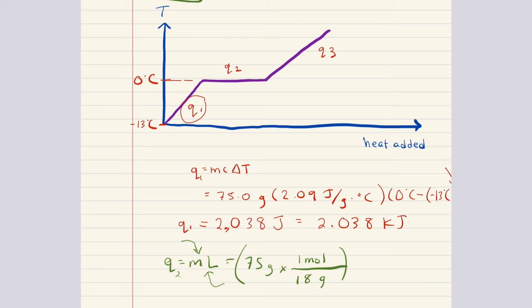Then we're going to multiply this by our heat of fusion, which is 6.02 kilojoules per mole. Notice grams cancel out, moles cancel out, and we're going to get Q2 in units of kilojoule. Plug this into a calculator, you're going to get 25.06 kilojoules. Beautiful, so we've calculated the heat for that second step.